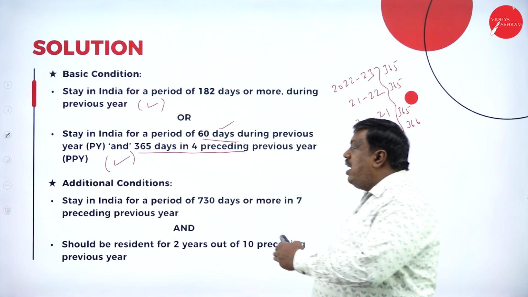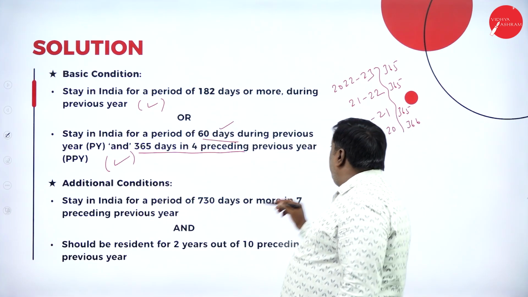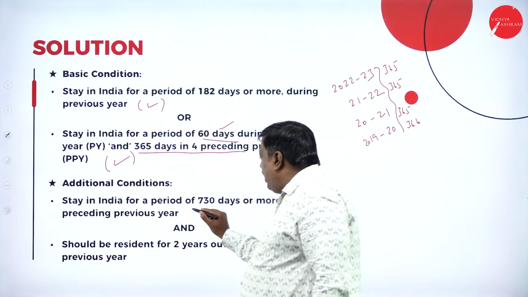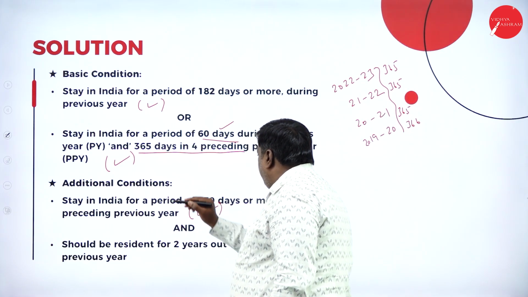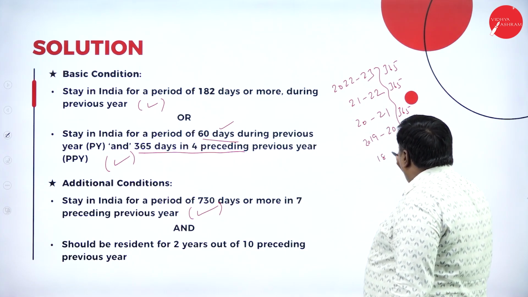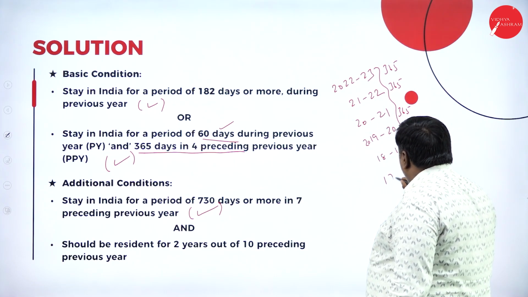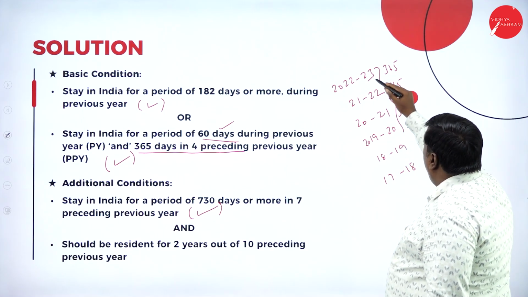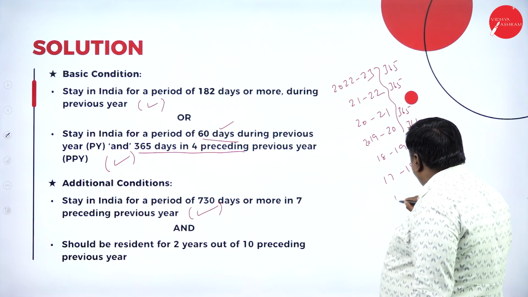What is my additional condition we have here? 730 days. It is more than that. I've satisfied my first additional condition, and I should be a resident here for 2 years out of 10 years. 1, 2, 3, 4, 5, 6.